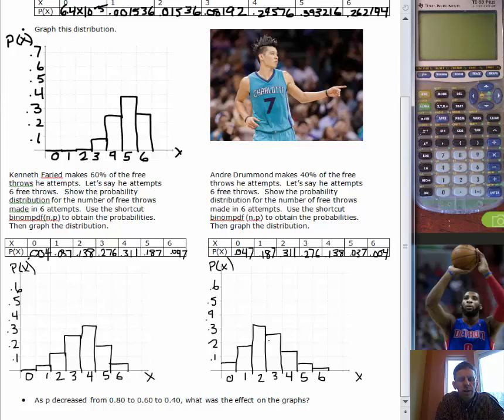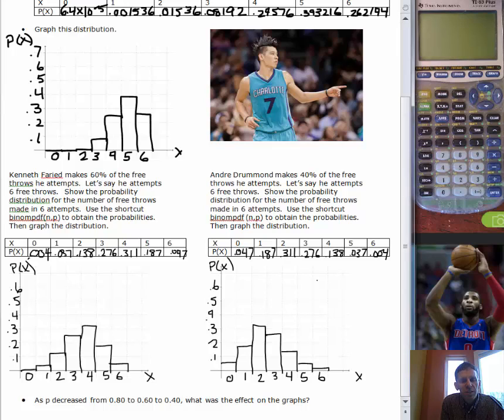Finally, Drummond is a basketball player for the Detroit Pistons. He only makes about 40% of his free throw attempts. So as you look at his probability distribution, the likelihood of him making 0 free throws is still pretty small, 0.047, about 5%. The probability of him making only 1 out of the 6 is 18.7%, 2 is 31%, 3 is 27.6%, 4 is 13.8%, 5 is 0.037, and 6 is 0.004.